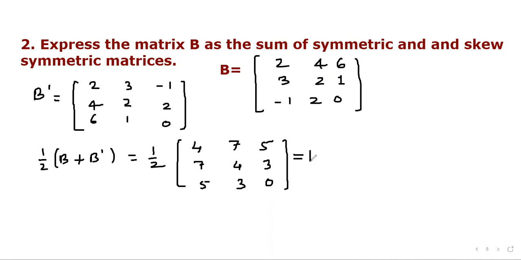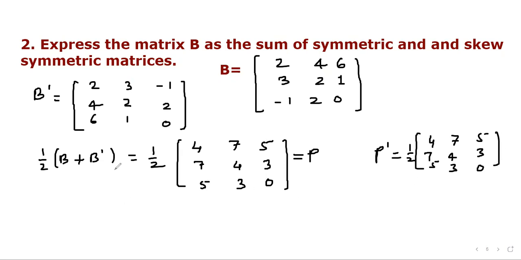Suppose we write it as P and we find P dash, so we will get the same value, 1 by 2 times, because 4 7 5, so 4 7 5, then 7 4 3, and then 5 3 0.